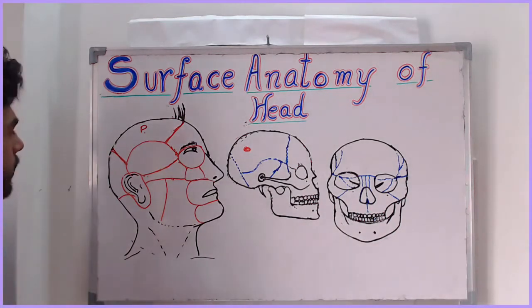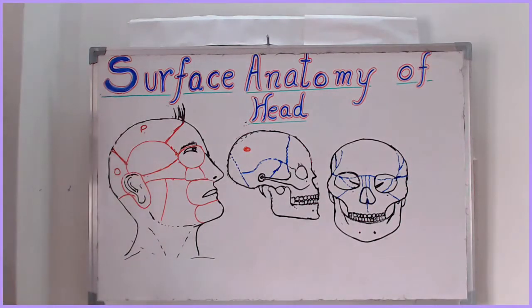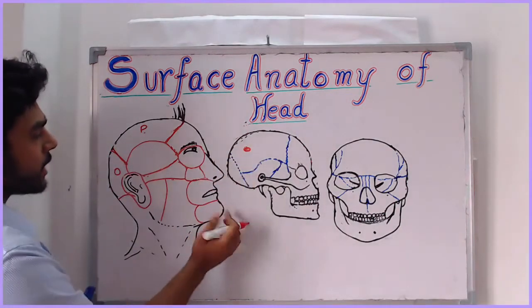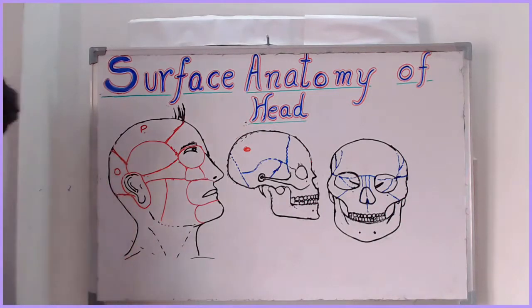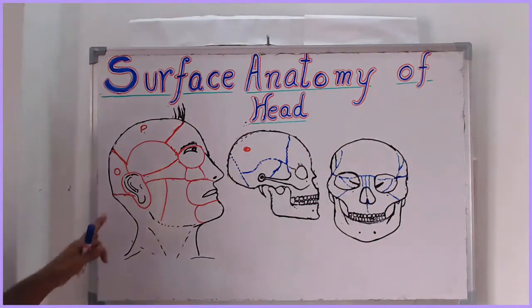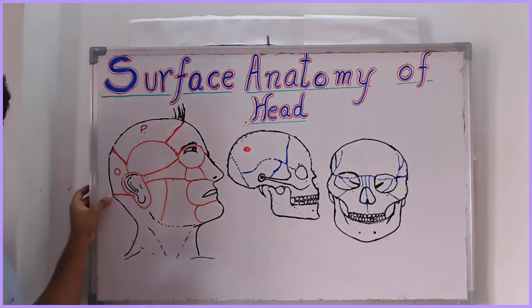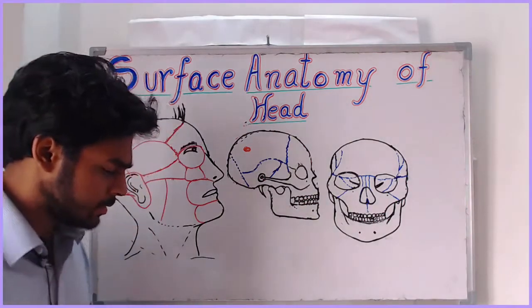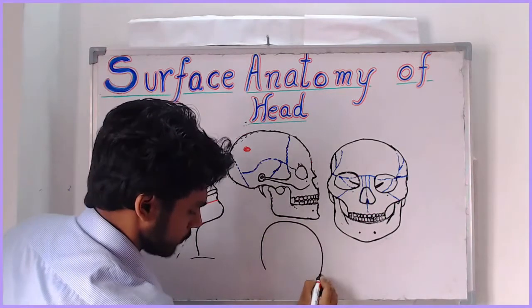After that, we have another region called the occipital region. The occipital region is behind the parietal eminence, and it is above the occipital protuberance and superior nuchal lines. See here, you can feel the occipital protuberance, and when you see the norma occipitalis, that is the skull from the back, you will find a structure like this.